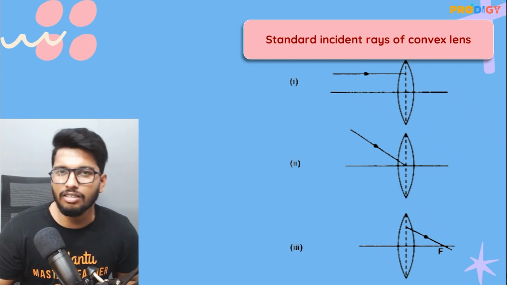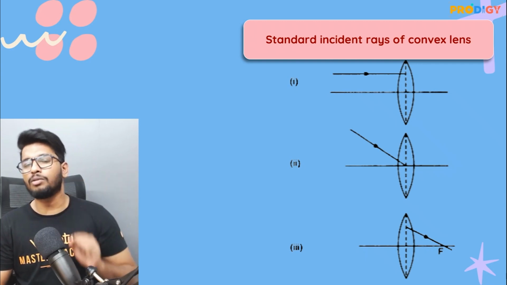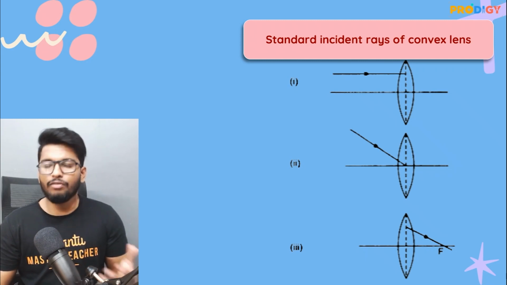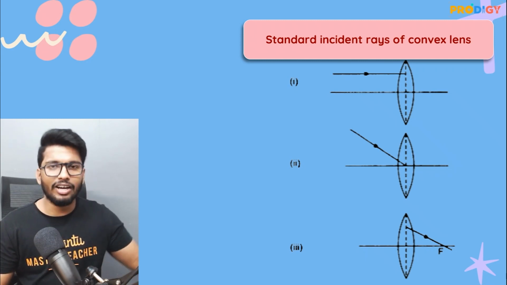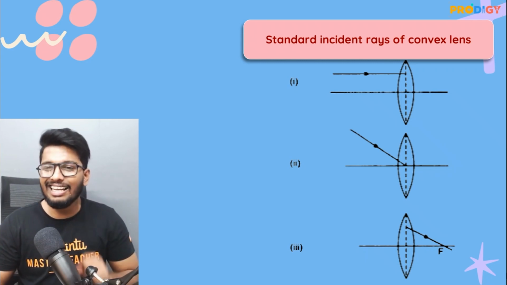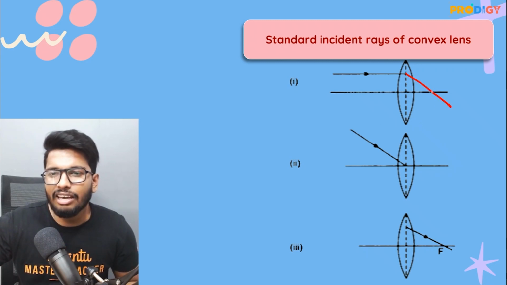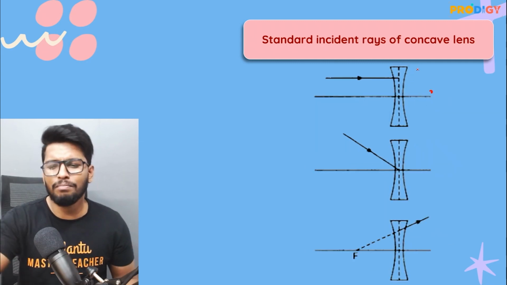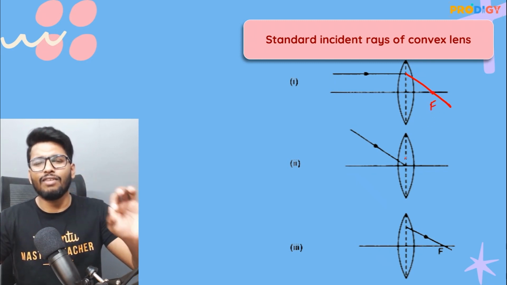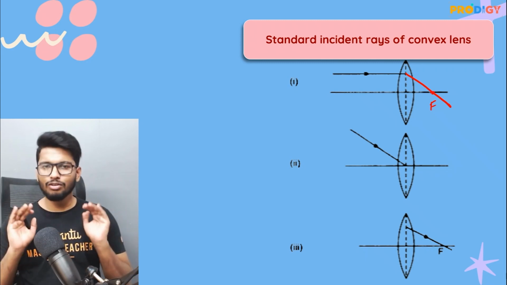The first standard incident ray is one which is parallel to the principal axis. Imagine there's a ray of light which is parallel to the principal axis and it's falling on a convex lens. What should happen to that? Now again, if you were to follow the traditional method, finding the angle of incidence, finding the angle of refraction, that's a lot of work. Instead, you can directly say that if a ray of light is parallel to the principal axis, after refraction, it is definitely going to pass through the focus. Simple. Directly, without doing any sort of calculation, you can say that a ray of light parallel to the principal axis, after refraction, is going to pass through the focus. Simple. Kel khatam, dukhan band.